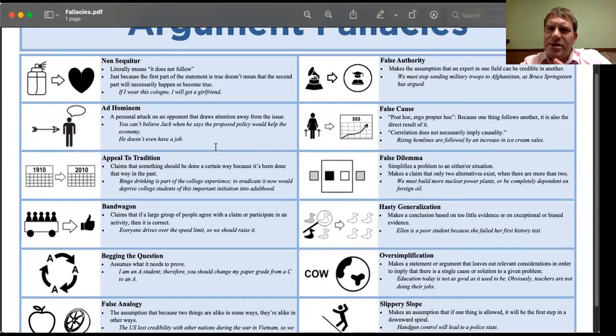Begging the question. Begging the question is kind of a difficult one to explain, but once you understand it, it's a little bit easier. The example they provide is, I am an A student, therefore you should change my grade from a C to an A. That is begging the question. It's not really a legitimate answer. It's just saying it is because it is.